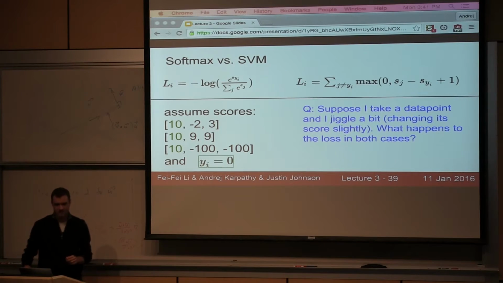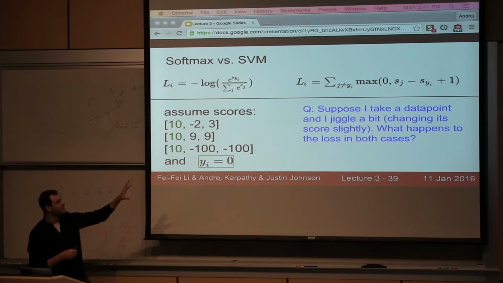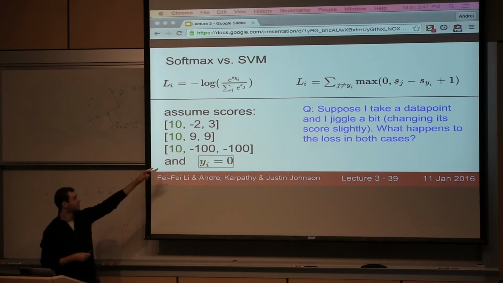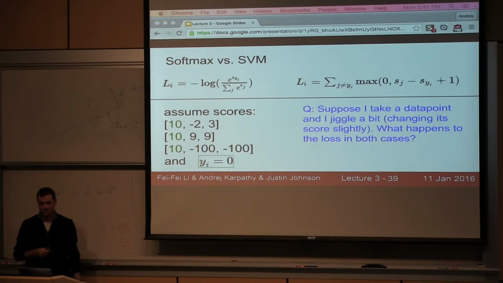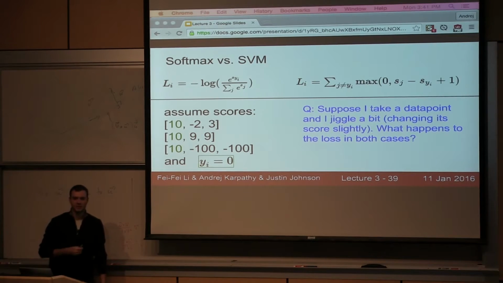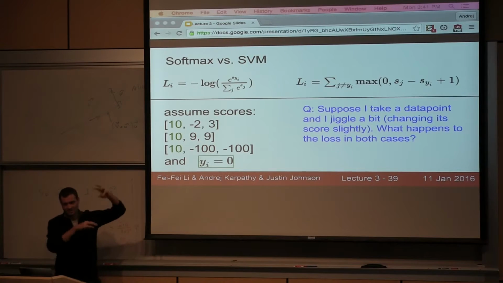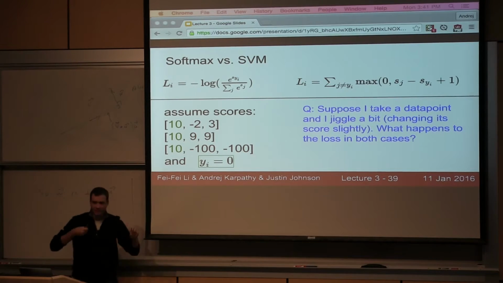Like increases and decreases depending on what direction you move it. OK. So they increase and decrease as I wiggle this data point around. Do they both increase or decrease for the third data point, for example? SVM remains the same, correct. And why is that? It's because the margin was met by a huge amount. So there's this added robustness.